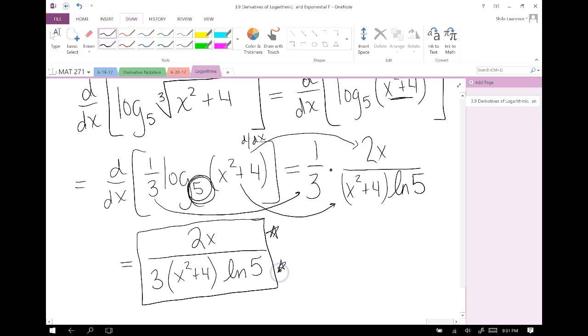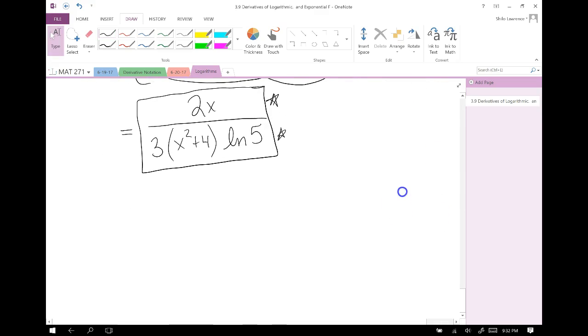So there's an example of how we would deal with a derivative for a log with a different base. Really everything stayed the same. The only thing that changed was the inclusion of that natural log of 5 in the denominator. Everything else we would have done exactly the same if this was a natural log. So the last little bit here is what to do with exponential functions that have different bases.